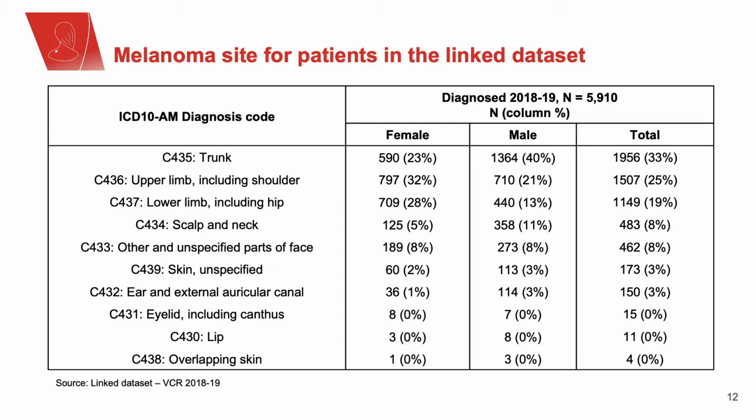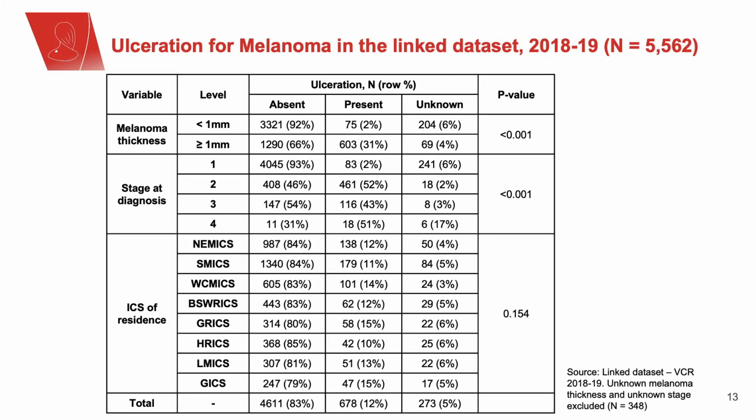Melanoma site for patients in the linked data set, again no surprises. In females it's more to do with the upper and lower limbs, and in males the trunk. And ulceration status, again a known factor: more in higher stage melanomas and less in thin melanomas, again no surprises there.